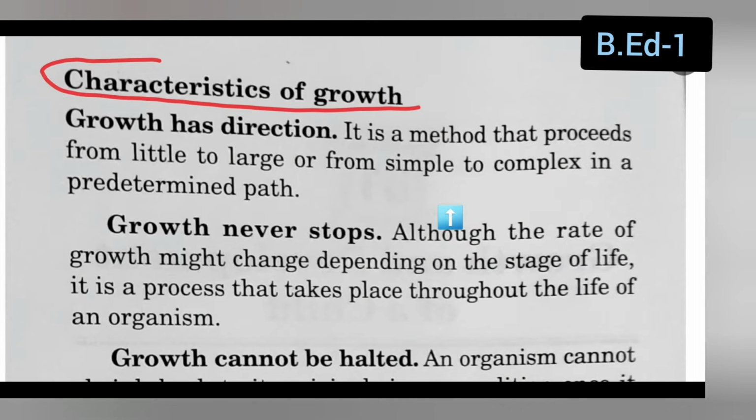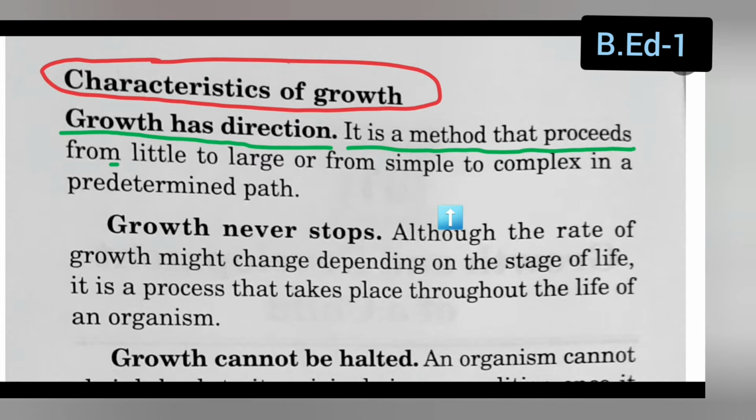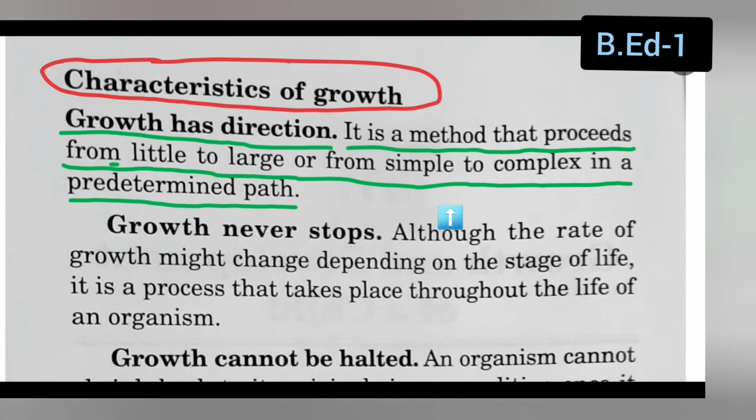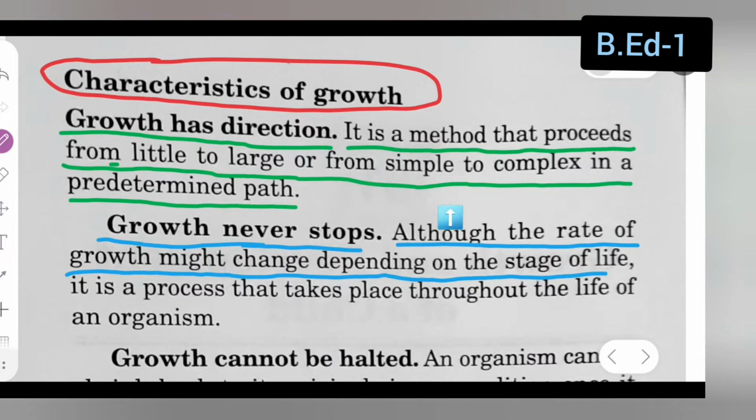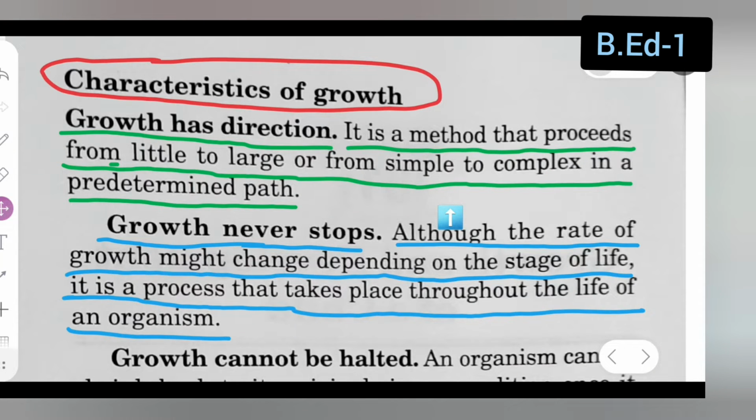Next we are going to learn about the characteristics of growth. Growth has direction. It is a method that proceeds from little to large, or from simple to complex, in a predetermined path. Next, growth never stops. Although the rate of growth might change depending on the stage of life, it is a process that takes place throughout the life of an organism. You all can take down these notes.